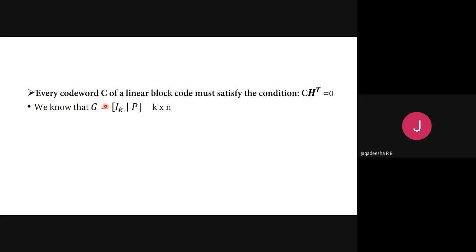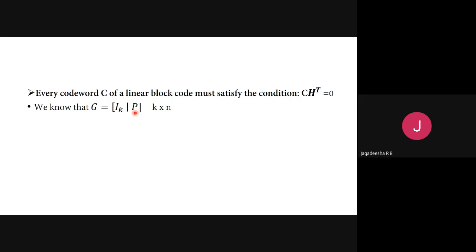Okay, we know something here. G, the generator matrix. What is G? G is a combination or extended matrix formed from the identity matrix and the parity matrix, right? G is equal to [I P], okay? So this part is the identity matrix and this is the parity matrix.